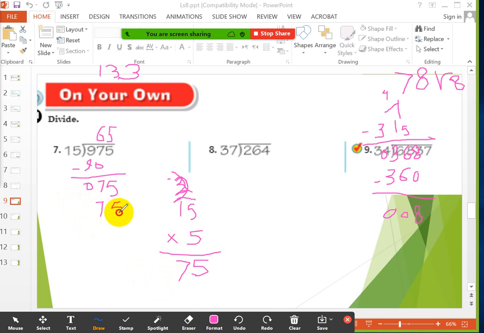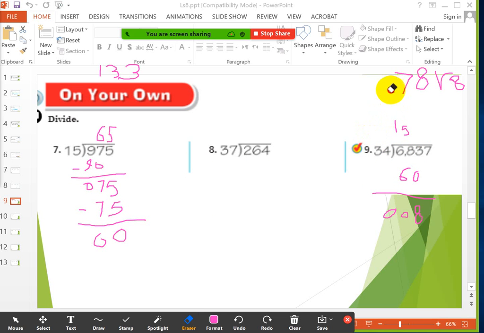And the remain will be what? 75 minus 75 equals what? Equals 0. So the quotient is what? The quotient is 65. Thank you.